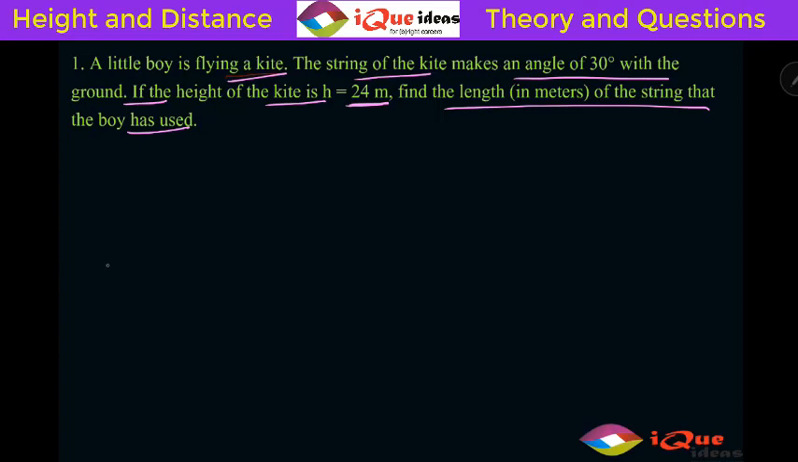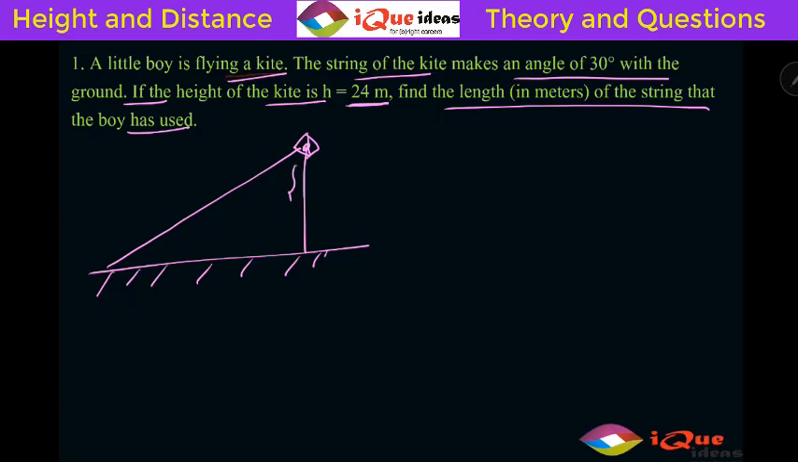When you fly a kite, the string goes like this and you're standing on the ground. Okay, so this is the kite. All right, this is the height of the kite. This length is the height of the kite. Here it is given as 24 meters. Okay, and it says the string of the kite makes an angle of 30 degree with the horizontal. This line is always horizontal. Now this angle is 30 degree. This is the height and this is the string. Right, this diagonal length is the string.